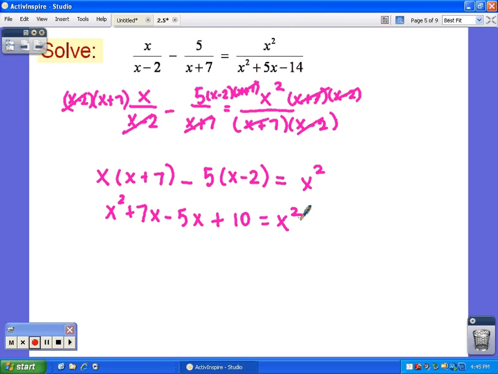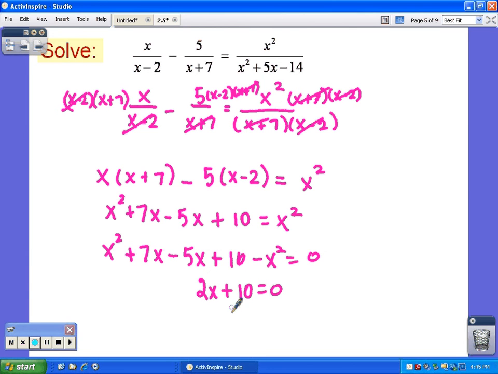Now when you first look at this, you might think it's quadratic and we would need to set it equal to 0. So if I move the x squared that's on the right-hand side over to the left-hand side to set it equal to 0, those x squareds cancel out and we're left with just 2x plus 10 is equal to 0. That is linear, so I'll move the 10 back over, divide by 2, and that gives me a possible answer of x is equal to -5.